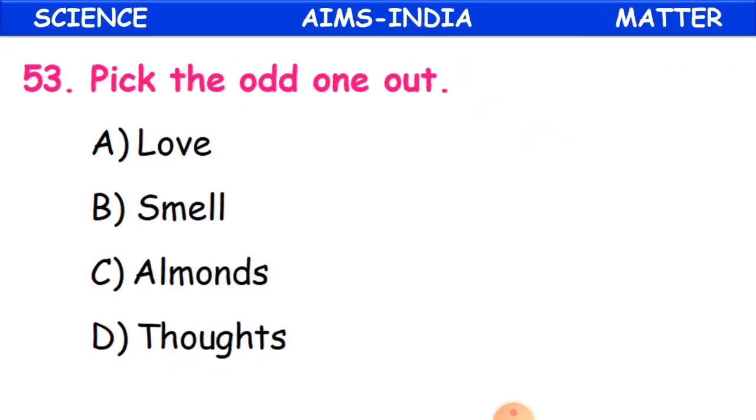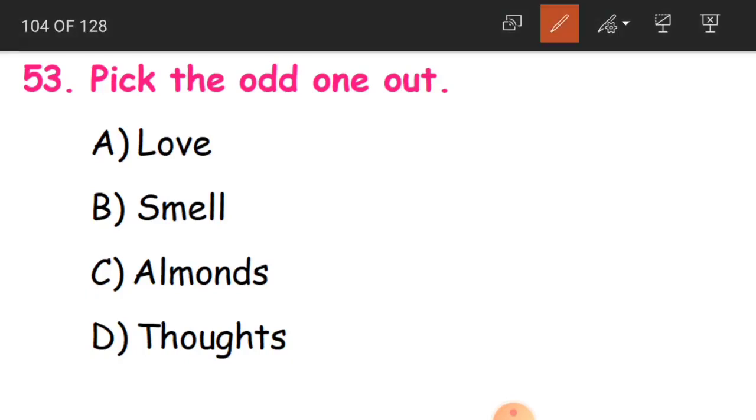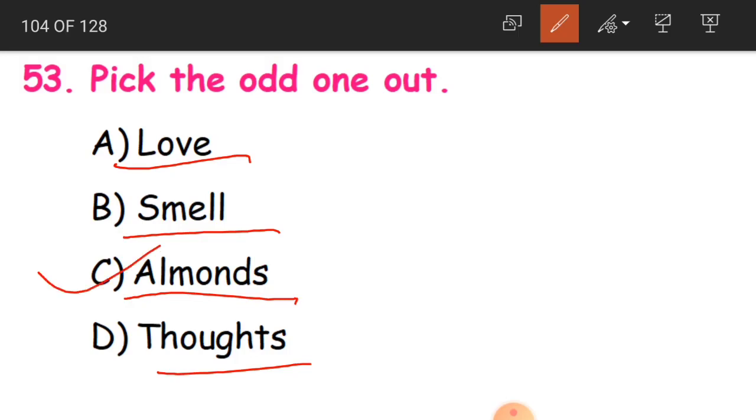Clear, children? Now, the next one: pick the odd one out. Here you have 4 options, children. From this you have to pick the odd one out: love, smell, almonds and thoughts. What is the odd one which is different from the other 3? Nothing but almonds. See, love, smell and thoughts we cannot see. Those are like our feelings. Those are our sense organs, especially smell. And almonds are the solid materials which we eat, which we can see also. So almonds are the odd one.